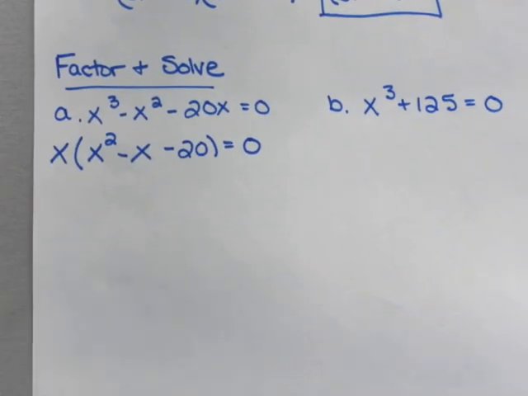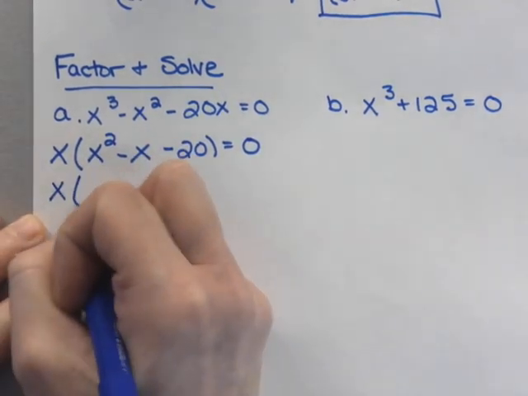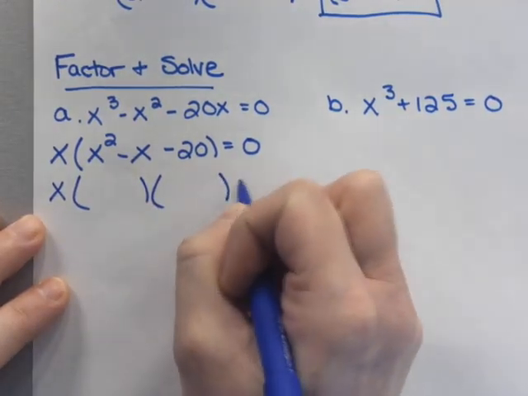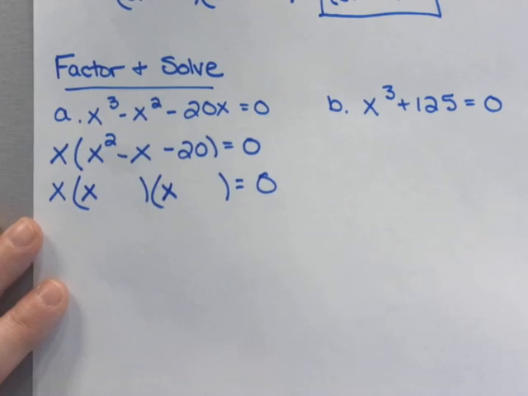On the factor and solve, unlike the just plain old factor, if it's something that's squared, I've definitely got to keep going, whether it factors nicely or not. So let's first see if it factors nicely. If it doesn't, we're going to have to use the quadratic formula. X times x is x squared.